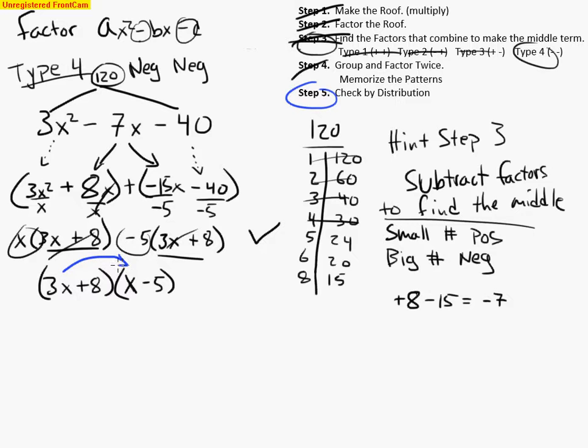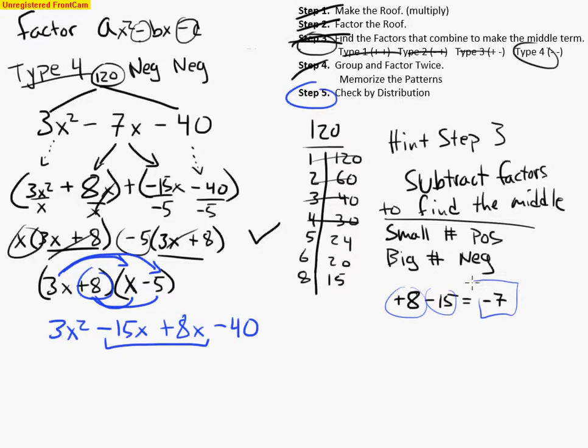So I take 3x into x, that gives me 3x squared. 3x times negative 5 gives me negative 15x. 8 times x gives me plus 8x. And 8 times negative 5 gives me negative 40. These like terms, what's a negative 15 and a positive 8 give me? Ooh, negative 7x. I've already made it, so it's going to come out and give me the right answer. And that is how you factor every different type.